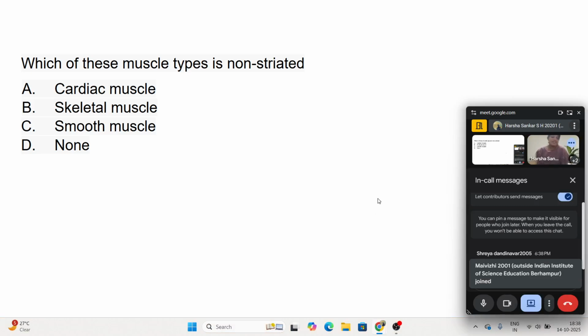Yeah, very good. The correct answer is smooth muscle only. Thank you, Shreya. Welcome, IVV. How are you? Hope you are fine.